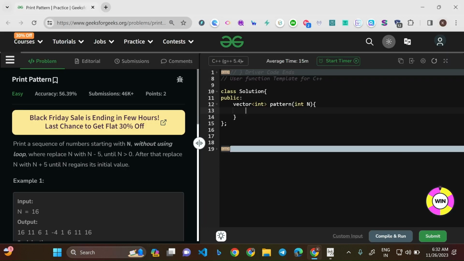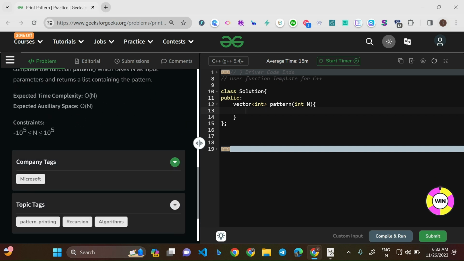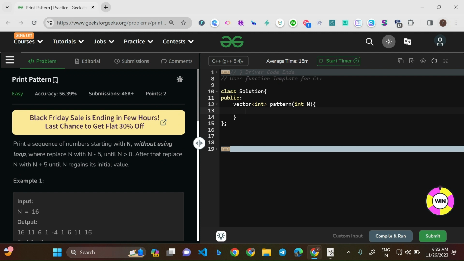So in today's video, we'll be solving the problem Print Pattern. This is an easy level question and it's the problem of the day on Geeks for Geeks. The company tag of this question is Microsoft and the topic tags are pattern printing, recursion and algorithms. Yes, this is a recursion question because we'll see the reason. So let us go to the question now.